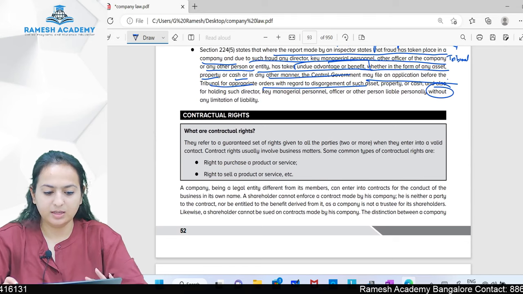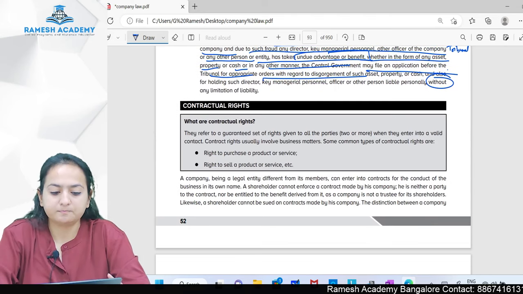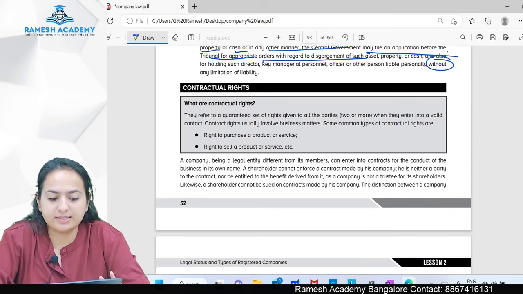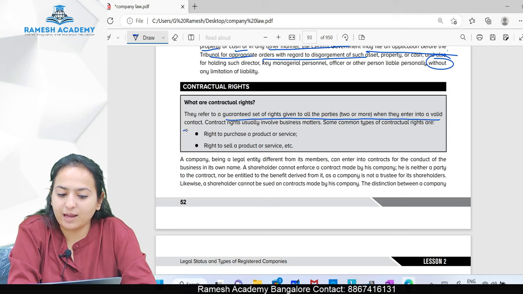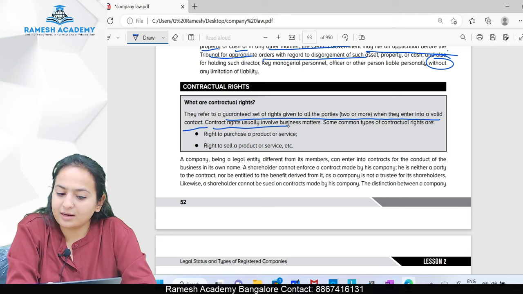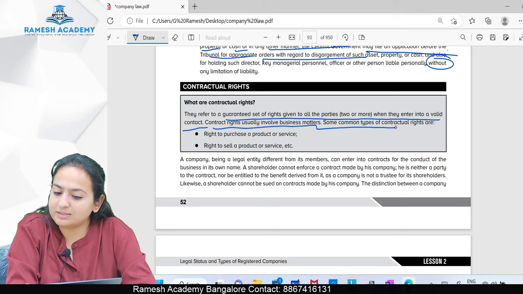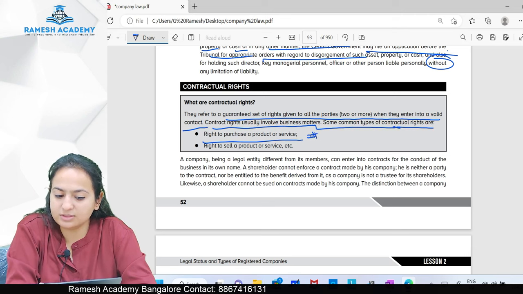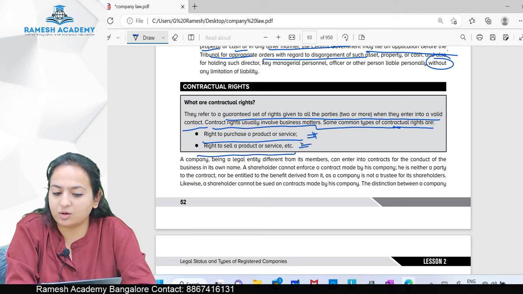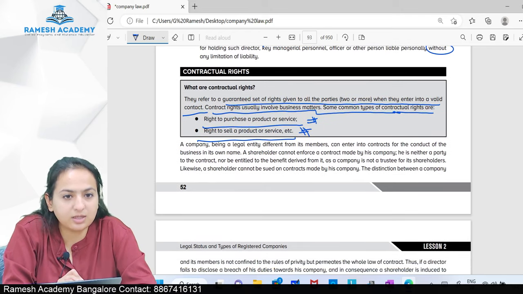Okay, next is contractual rights. What are contractual rights? They refer to a guaranteed set of rights given to all the parties, two or more, when they have entered into a valid contract. Contract rights usually involve business matters. Some matters of contractual rights are the right to purchase a product or service, the right to sell a product or service. So these are the contractual rights.